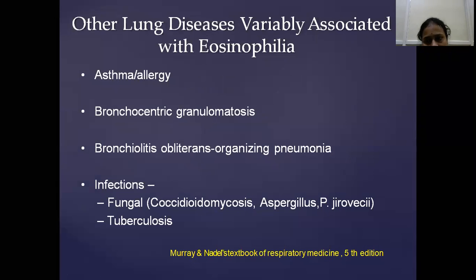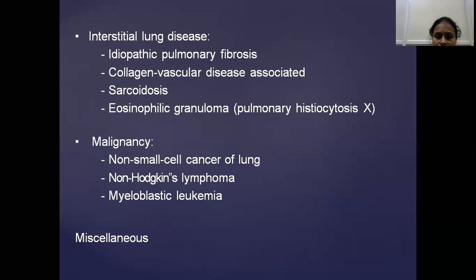In asthmatics, there is a rise in eosinophil counts. Eosinophilia is there. And also bronchocentric granulomatosis and bronchiolitis obliterans organizing pneumonia. Infections like some fungal infections, such as coccidioidomycosis, aspergillus, and Pneumocystis jirovecii infections, and in some patients with tuberculosis. In some cases of interstitial lung diseases like IPF, idiopathic pulmonary fibrosis, and collagen vascular diseases, like sarcoidosis and eosinophilic granulomas. All these are associated with a rise in eosinophil counts.